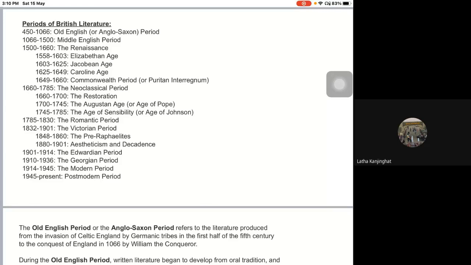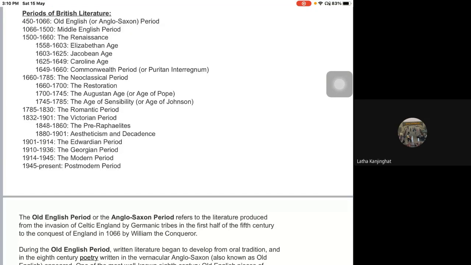And after that, 1660 to 1785 is the Neoclassical period. So we have the Renaissance and then the Neoclassical period, which is again subdivided into a period from 1660 to 1700, the Restoration period. 1700 to 1745, we call the Augustan Age or the Age of Pope. And 1745 to 85 is the Age of Sensibility or the Age of Johnson. And 1785 to 1830 is the Romantic period. After the Romantic period, we have 1832 to 1901, the Victorian period, the Age of Queen Victoria.